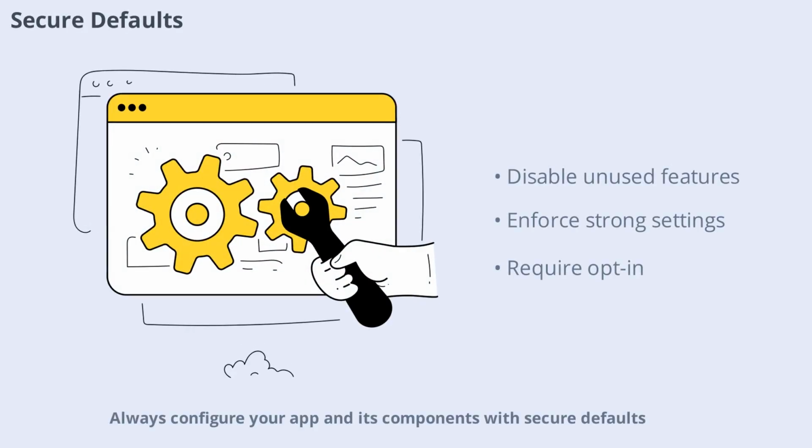Always configure your app and its components with secure defaults. This means disabling unnecessary features, enforcing strong security settings, and requiring explicit opt-in for risky action. Secure defaults help prevent accidental exposure and make it easier to maintain a strong security posture. Let's explore how to set secure default.